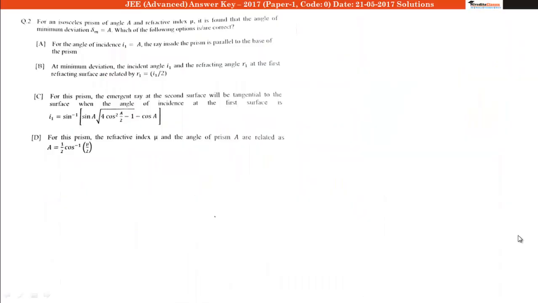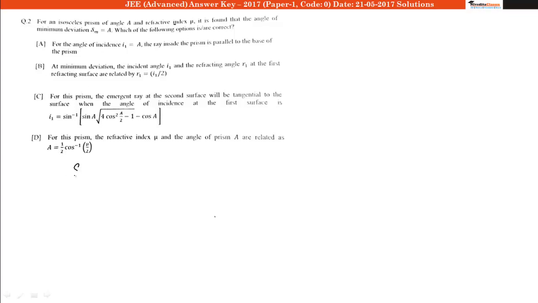Our next question says that for an isosceles prism of angle A and refractive index mu, it is found that the angle of minimum deviation is equal to A. Now we have to tell which of the following options are correct. This is again a multiple choice question. So for a prism we should know a few things.